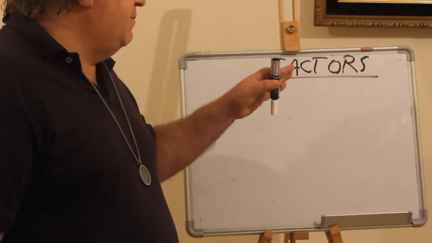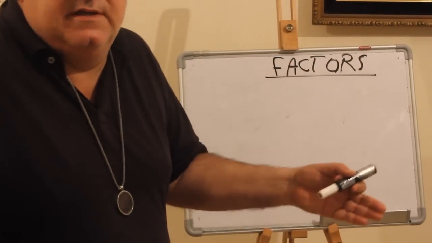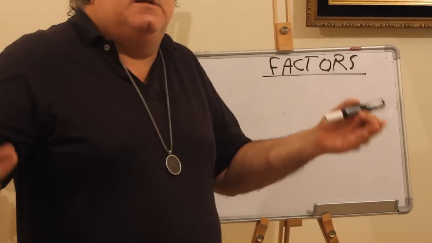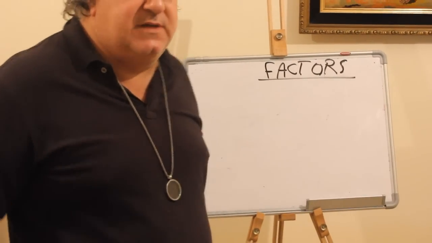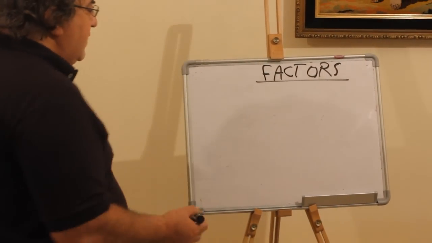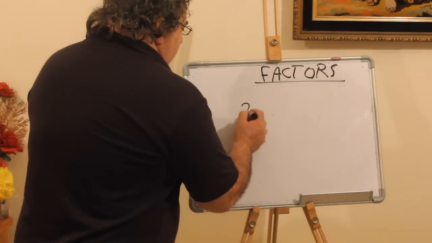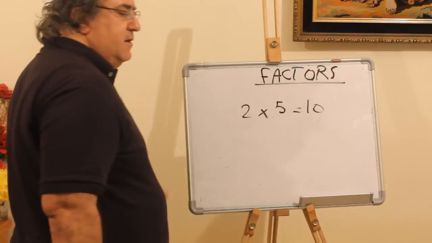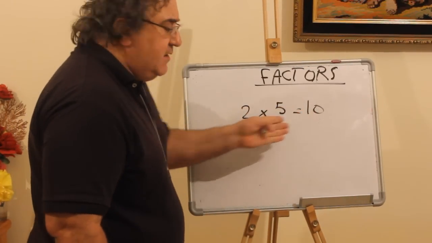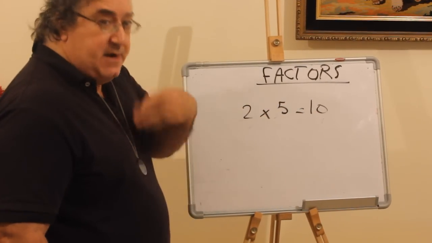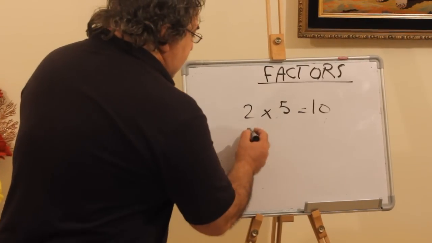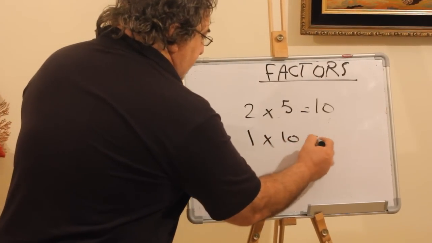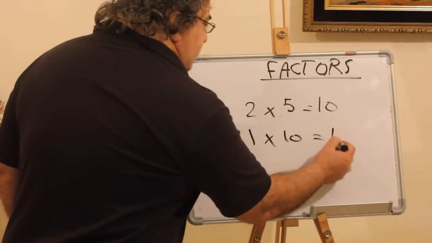This section is about what factors are. Many students hear the word factors, but they don't know what it means. Let's take an example. If you have 2 times 5 gives me 10, what are the factors of 10? They are 2 and 5. Are there more factors? Yes, I can say 1 times 10 gives me 10, so these are also factors of 10.